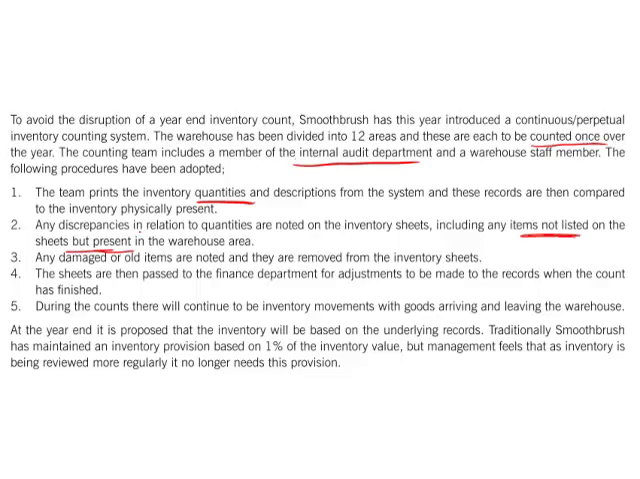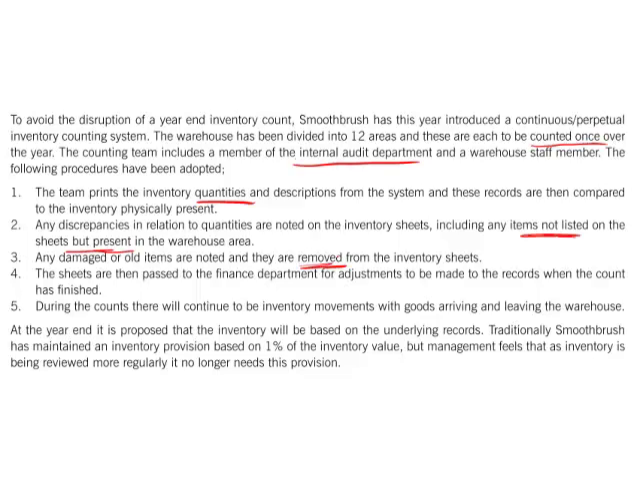Any damaged or old items are noted and they are removed from inventory sheets. Now, we've mentioned this already. This is just kind of arbitrary removal of damaged inventory. Well, we don't know it's worth nothing, and anyway, it might be quite interesting to keep track of how much is removed, how much is effectively written off there. It seems a bit easy just to strike it out, saying this is bad or this is old, without further investigation.